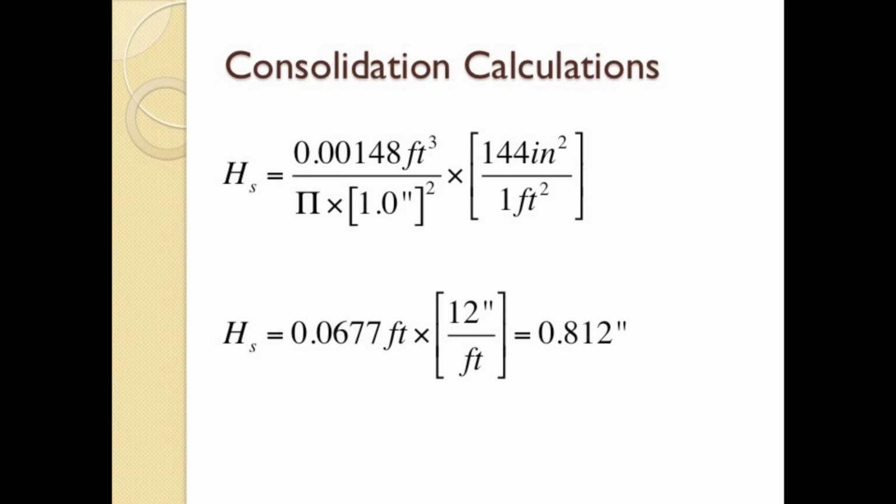Once the volume of the solids is divided by the cross-sectional area of the specimen, a conversion from square inches to square feet is made. Then after converting from feet to inches, the height of the solids is solved to be 0.812 inches. Since the height of the ring is 1 inch, we know that 81.2% of the specimen is composed of solids, and the remaining percentage is composed of voids, i.e. water and air.